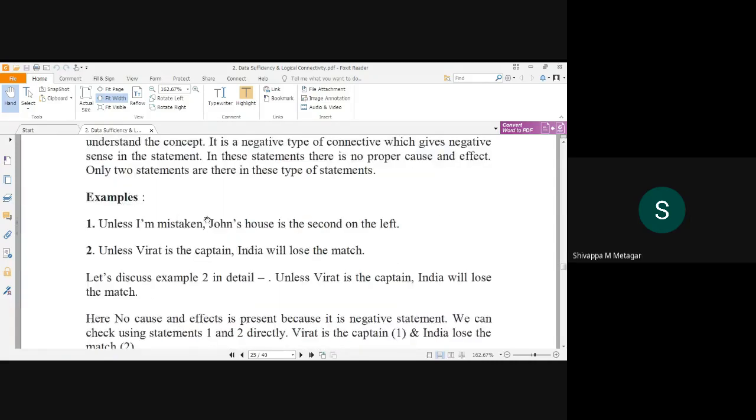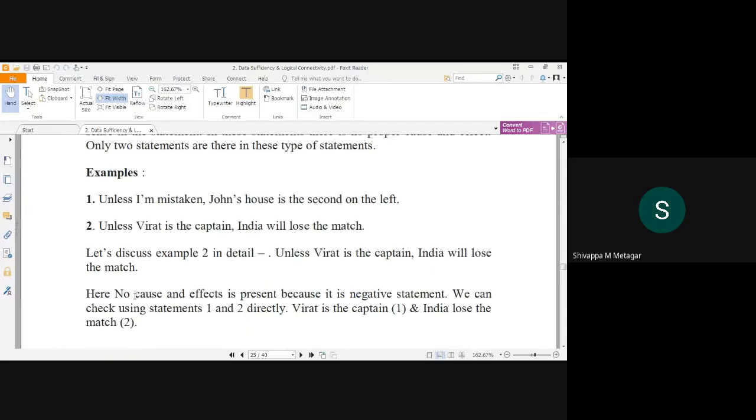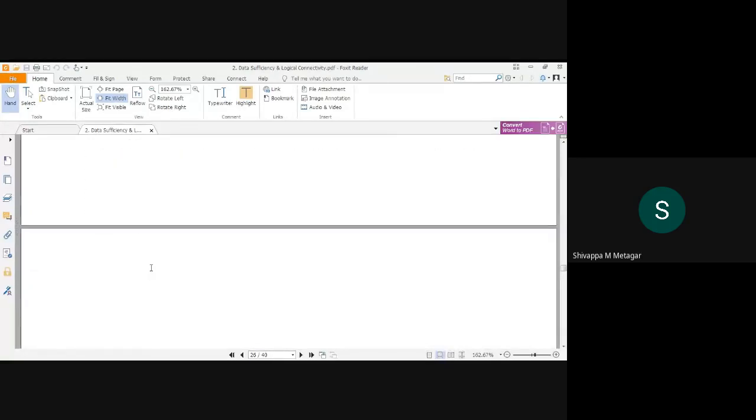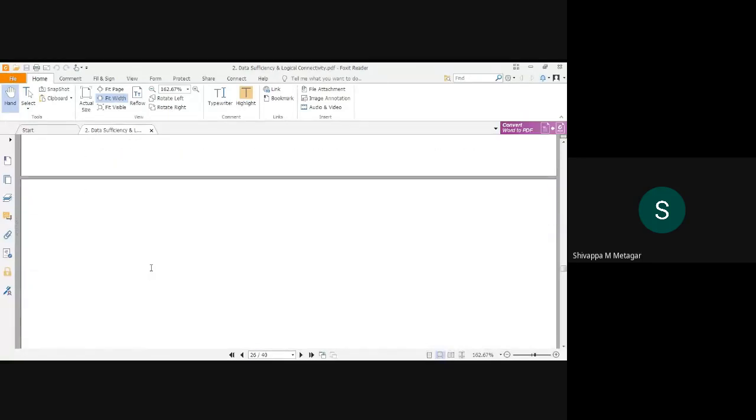For example: unless I am mistaken, John's house is the second on the left. Unless Virat is the captain, India will lose the match. Here, "unless Virat is the captain" is one statement and "India will lose the match" is the other. In this one also we have to find the cause and effect, but majority of the times we won't use this one. Okay, these are the different logical connectives, and based on that we will get examples based on these types of logical connectives.